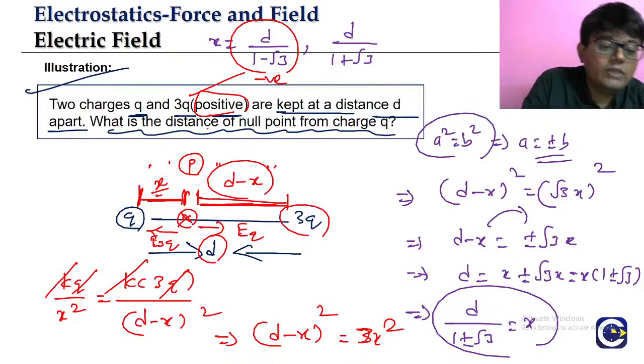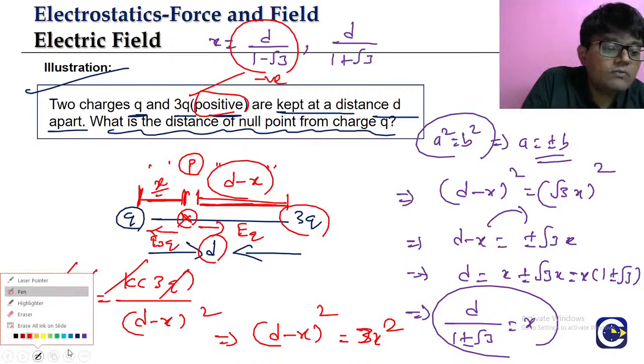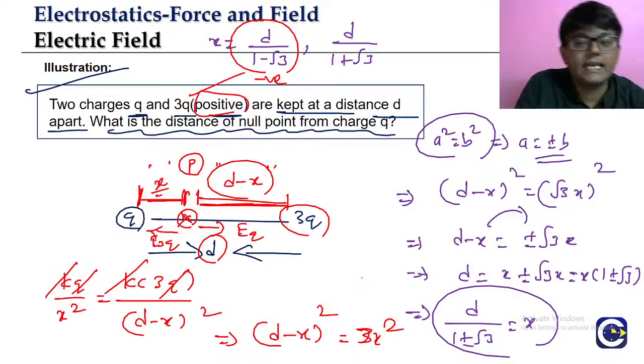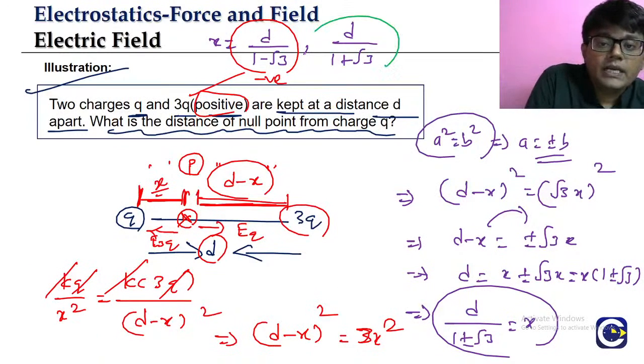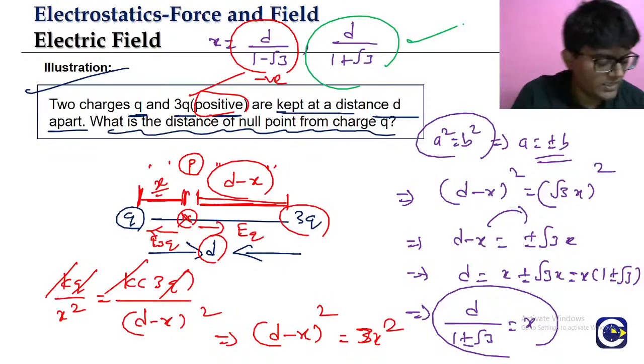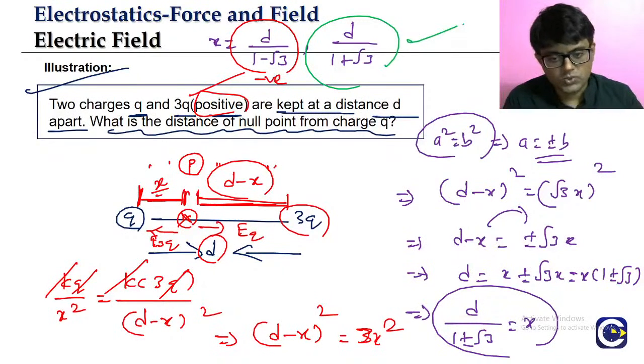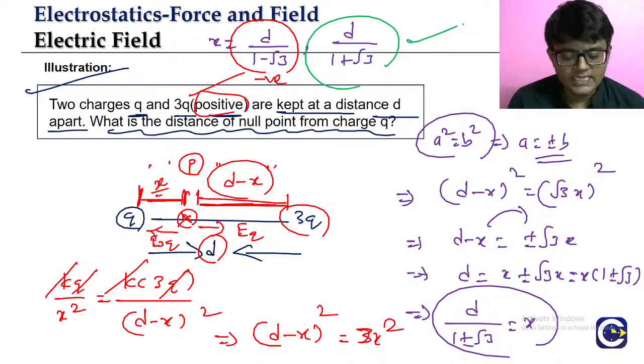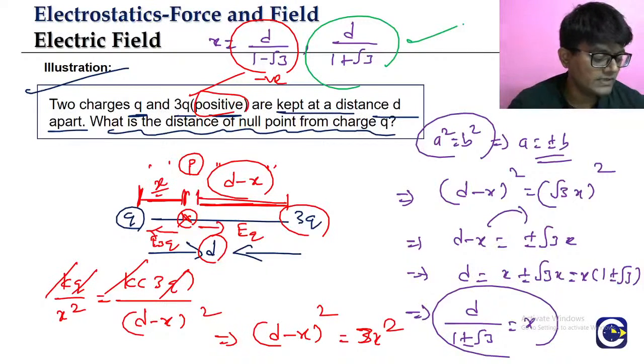So we will only consider one value of x. What is it? x is equal to d by 1 plus root 3. X's value: x is equal to what? d by 1 plus root 3. Okay va? So this is the value of x that will be acceptable to us. The second we will not accept, because that is giving us the value of x to be negative. Okay. So this is how we will approach the null point questions.